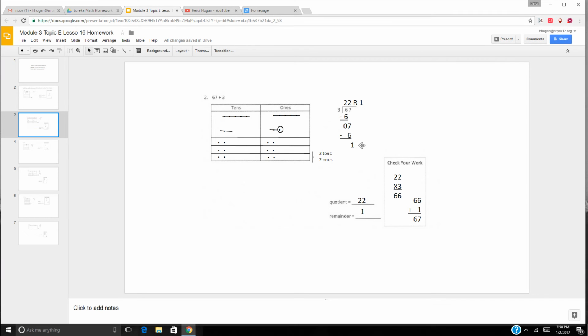Let's check. 22 times 3, because we put them into 3 groups. So 22 times 3 is 66, and we had 1 remaining. So 66, we add that remainder. It gives us 67. We are correct.